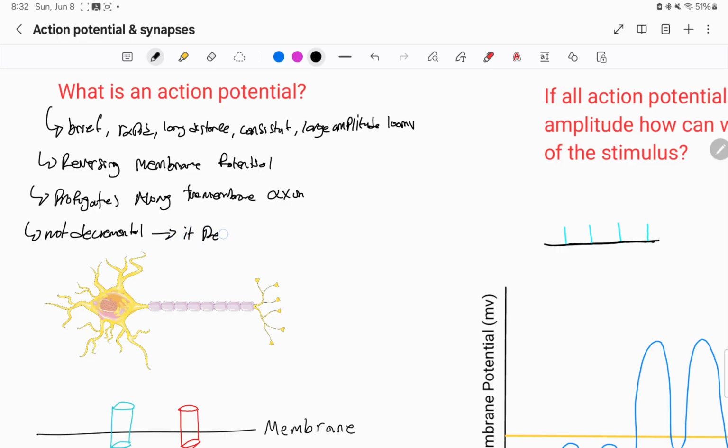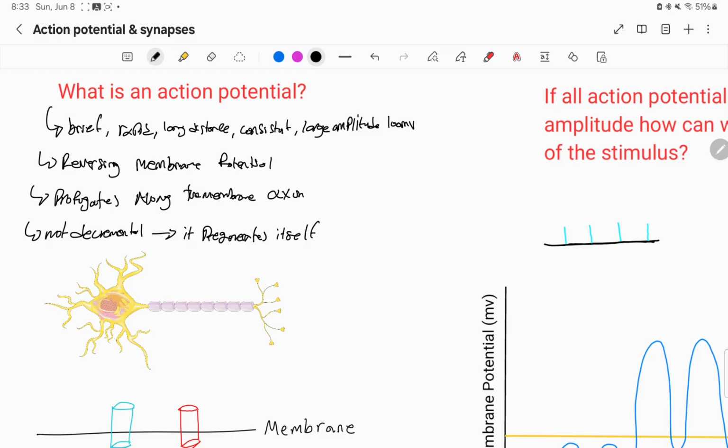It regenerates itself. So we'll talk again about what that means. But it's really important to understand that a graded potential is decremental. It is not long distance. It is not consistent, and it does not have a very large amplitude.